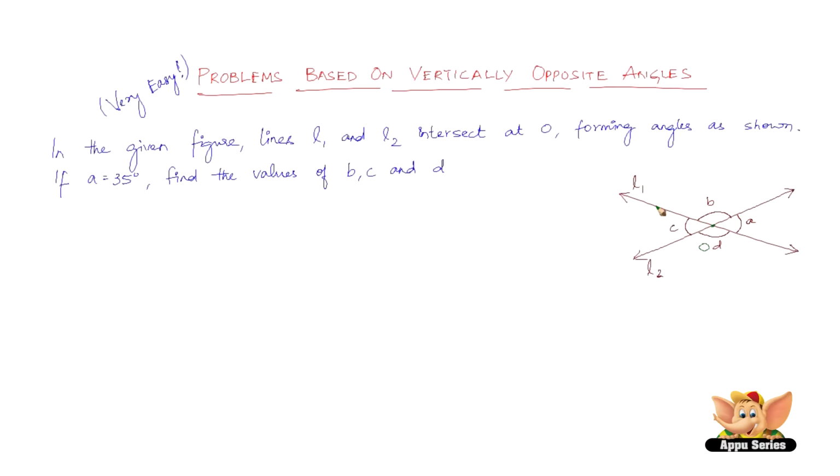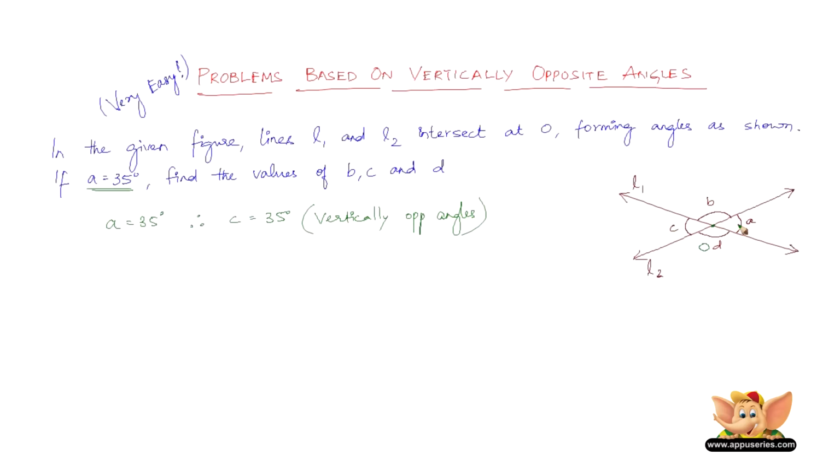These are the lines L1 and L2 intersecting at a point O. This is the point O. These form vertically opposite angles. Angle A equals angle C and angle B equals angle D. So, we already have angle A is equal to 35 degrees. So, therefore, C is also equal to 35 degrees. You just have to write in the brackets, vertically opposite angles.